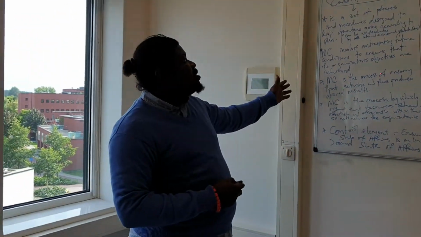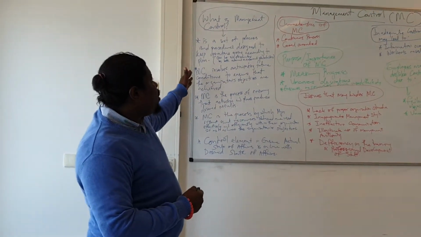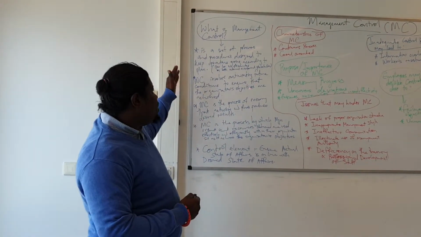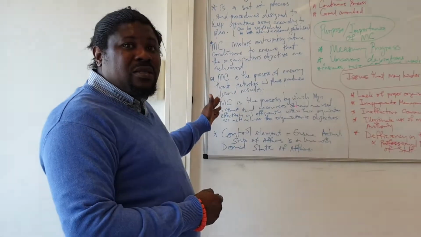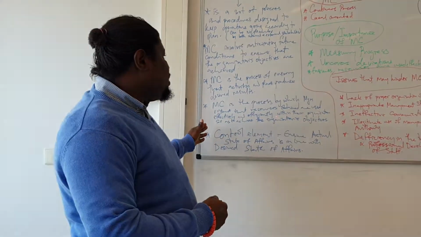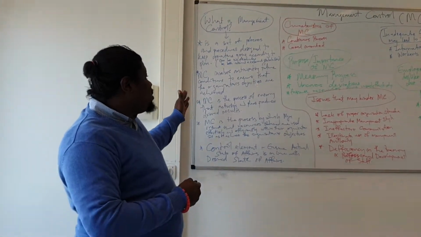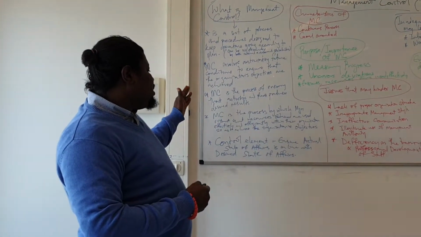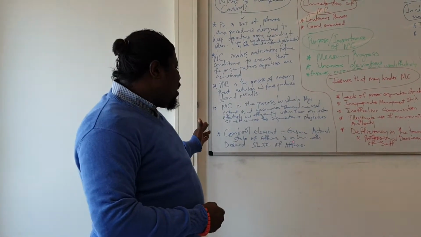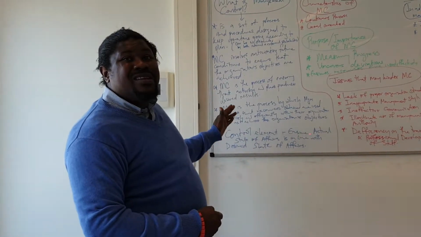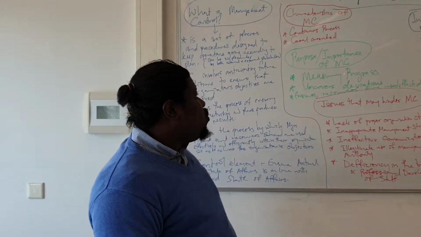So again, we know that management and control is a set of policies and procedures designed to make sure that the operations are going according to plan, okay? We know that management control helps to ensure that resources of the organization are well utilized, okay? We know that management and control helps to anticipate future conditions and to ensure that organizational objectives are achieved. The control element there, again, is to ensure that the actual state of affairs is in line with the desired state of affairs. We say it is a continuous process and it is goal-oriented.